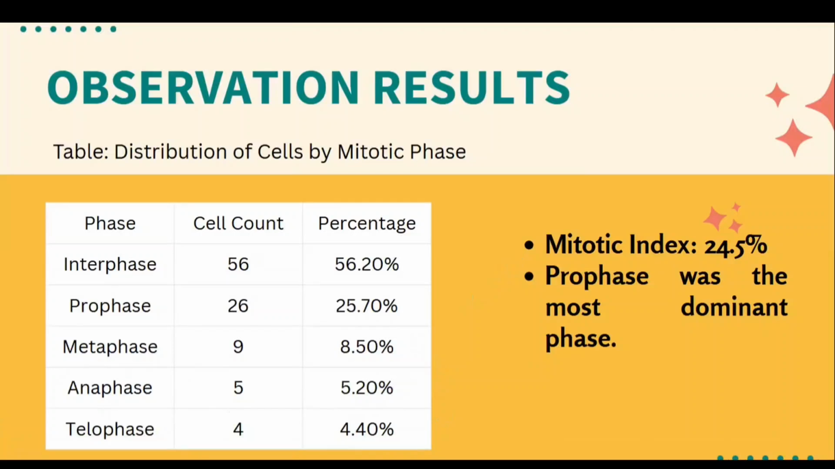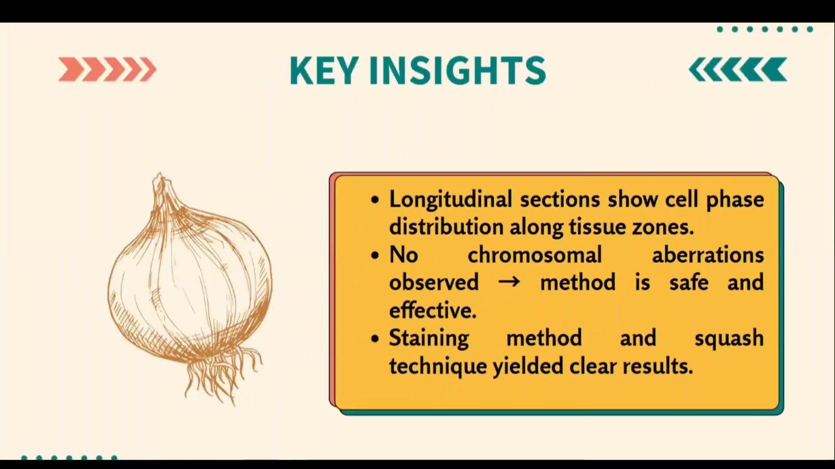There's a key insight. Prophase was the most frequent phase, which is expected because it lasts longer than the other phases. Longitudinal sectioning allowed us to see not only the mitotic stages but also the anatomical zones, like the meristematic and elongation regions. No chromosomal abnormalities were found, indicating the method is safe and reliable. This technique can help students better understand plant growth at the cellular level.